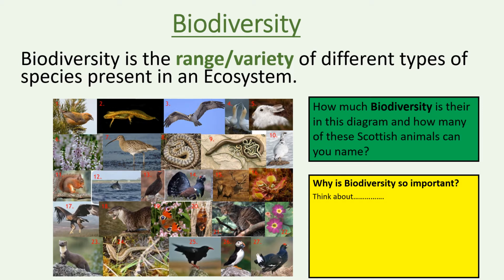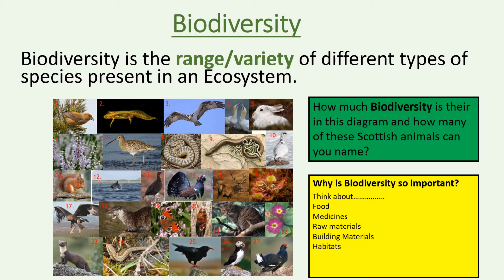So pause the video and try to think of all of the reasons that biodiversity might be important. So why are all of these different species important? So the answer for why biodiversity is so important is because we need all these plants and animals for food, medicines, raw materials, building materials, habitats.